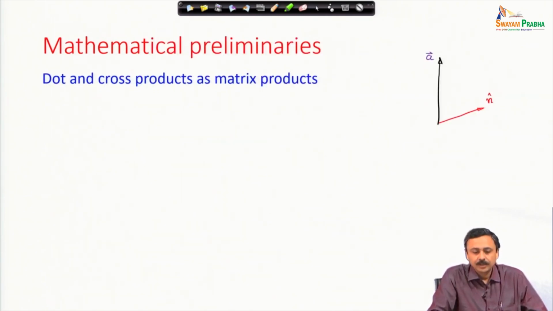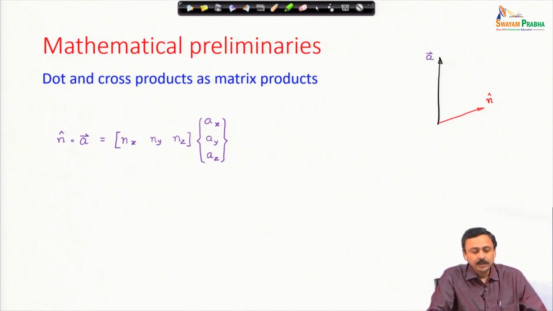First, I will develop the dot and cross product, the standard vector products, as matrix products. These are quite standard and are well known. Suppose you have a unit vector n. Always a unit vector represents a direction. From now on, have this in the back of your mind that a unit vector represents a direction. n cap is a direction. I want to find out the projection of A along n cap.